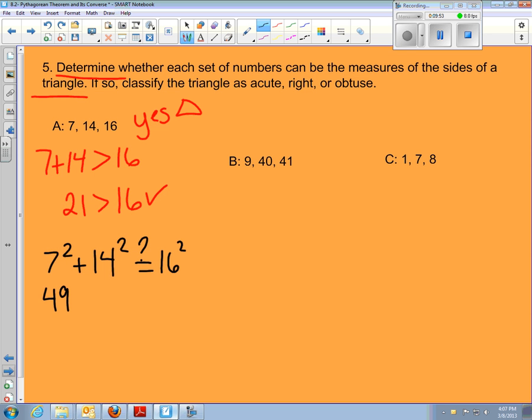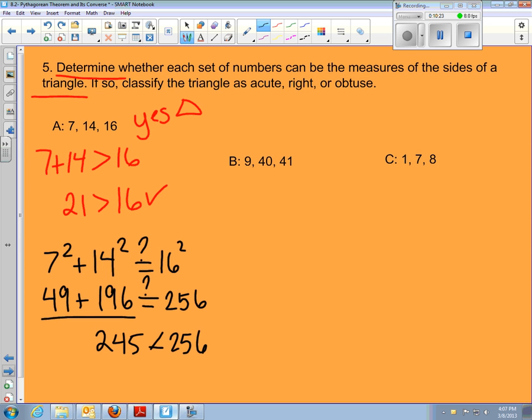All right, 7 squared is our 49. 14 squared is our 196. We want to know, is that equal to 16 squared, which we have is 256. Go ahead and add the 49 and the 196. And we have 256 over here. We want to know, is that equal? Is that going to be less than or greater than? We get 245, and 245 is going to be less than 256.